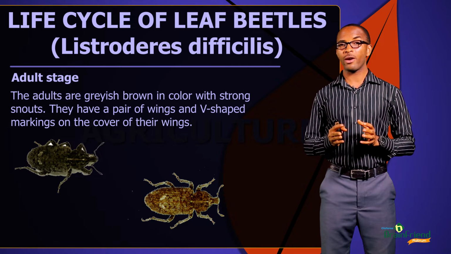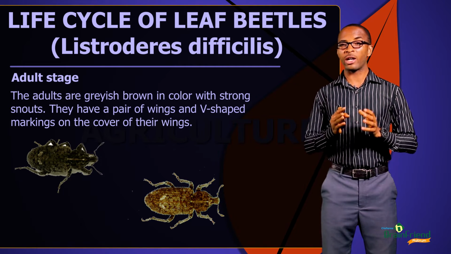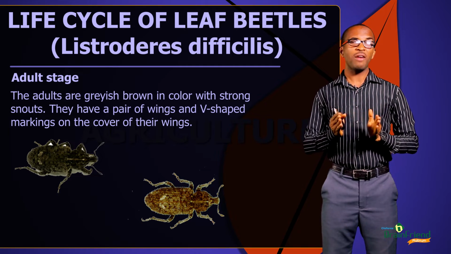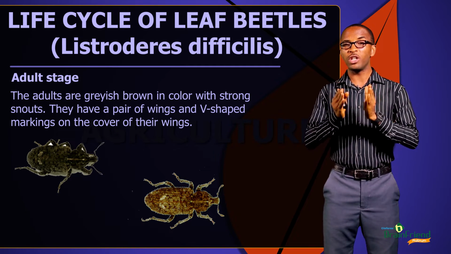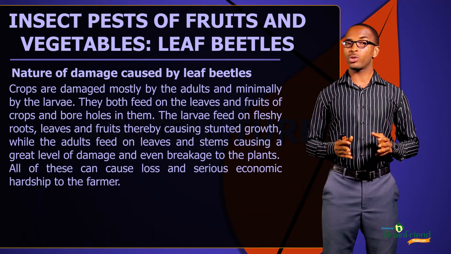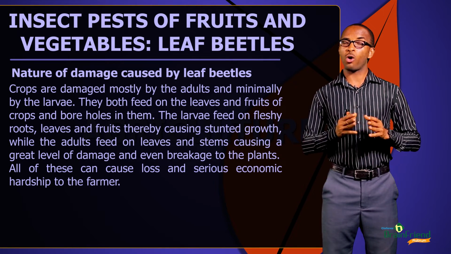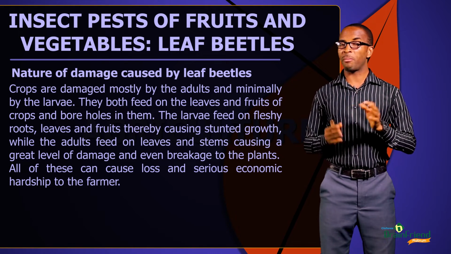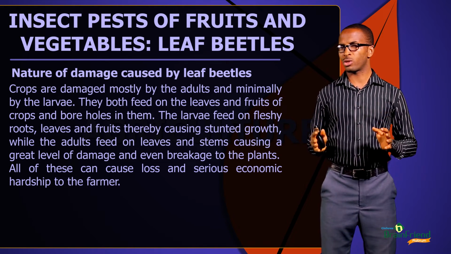When it comes to the appearance, the adult weevils are grayish-brown in color with a long snout. They have a pair of wings and a V-shaped marking on the cover of their wings. So now let's look at the nature of damage caused by these insects to plants. Both the adults and larvae feed and cause damage to crops, but the damage caused by the larvae is minimal compared to that of the adults.